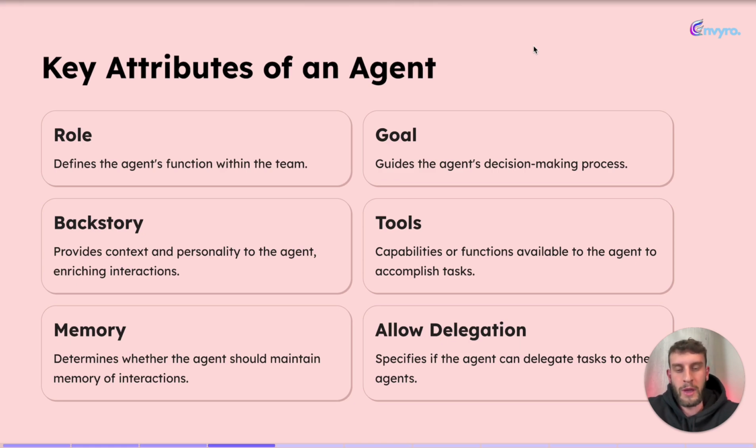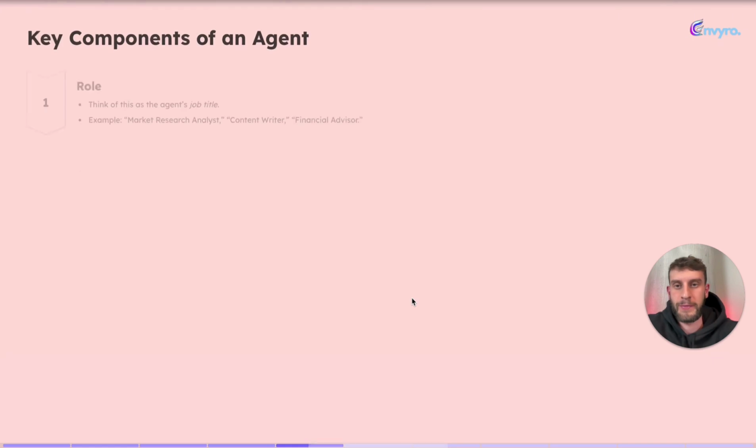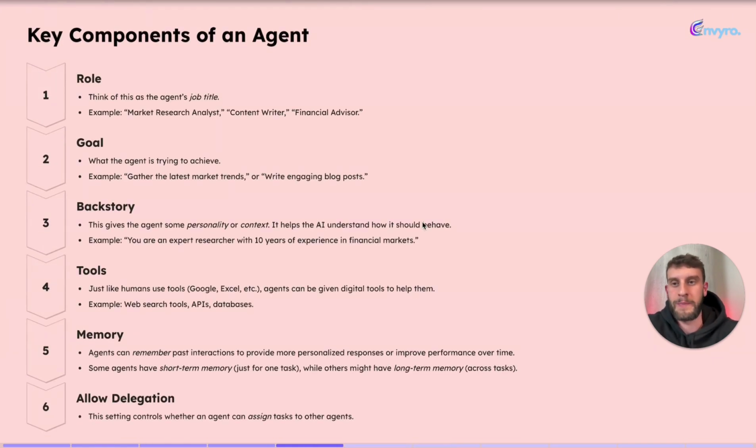And you have tools, which are functions or things like web search, right? Or specific use cases where they're available to the agent to accomplish tasks if they need to. They don't have to always use the tools. And then you have memory, which just determines whether the agent should have memory of past interactions, right? And you also can allow delegation. So this can specify if the agent can delegate tasks to other agents. That's really what makes it a crew overall, right?